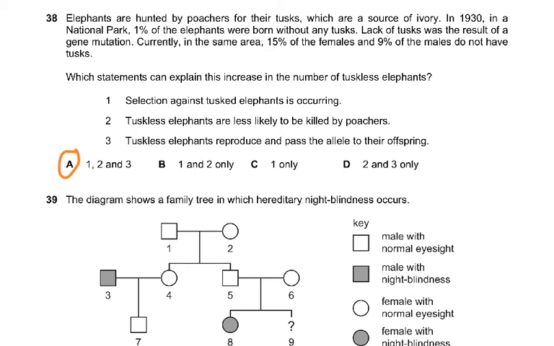Selection against tusked elephants occurring. Tuskless elephants are less likely to be killed by poachers. Tuskless elephants reproduce and pass the allele to their offspring. So it was 1, 2, and 3.